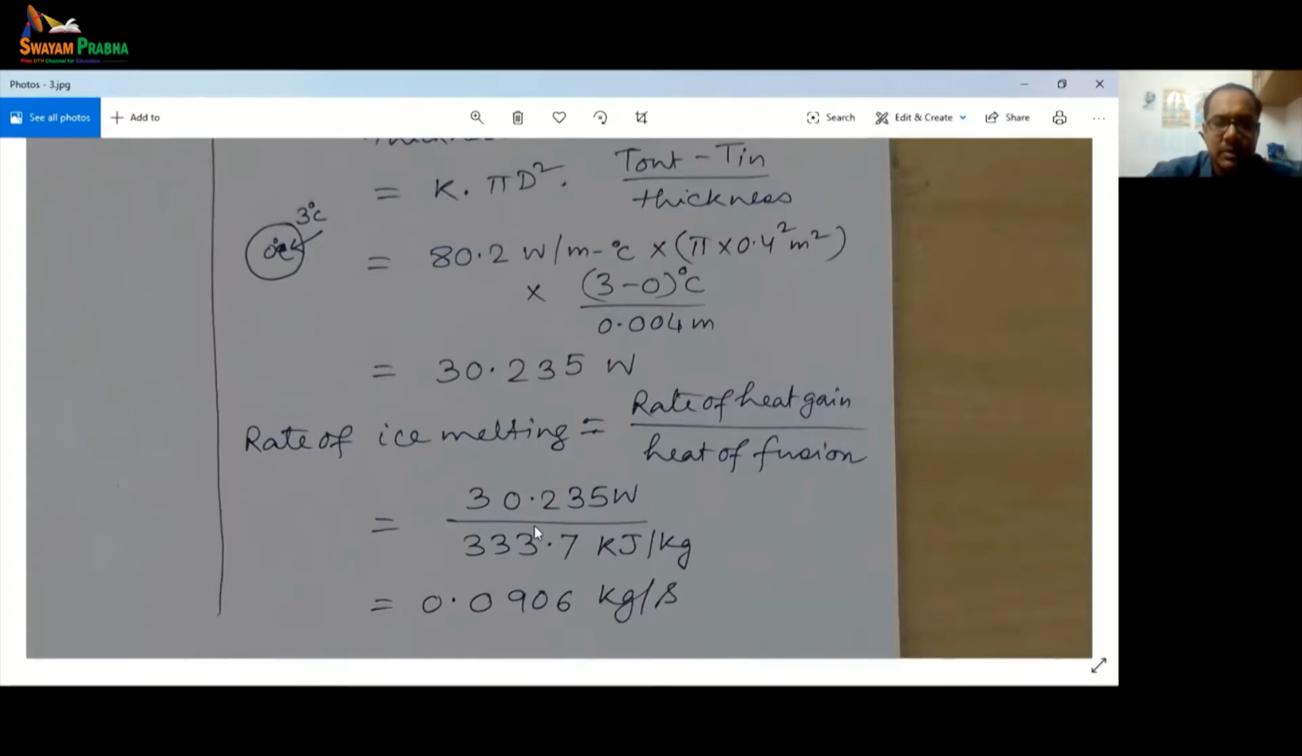So the rate of heat gain we have just found out, that is 30.235 watt, and for the heat of fusion you have to look up a table. At normal pressure, here we are assuming atmospheric pressure, the heat of fusion for water is 333.7 kilojoule per kg. So for 1 kg of ice melting you will require this much kilojoule of heat. Ultimately that division will give you the rate of ice melting, which is 0.0906 kg per second.